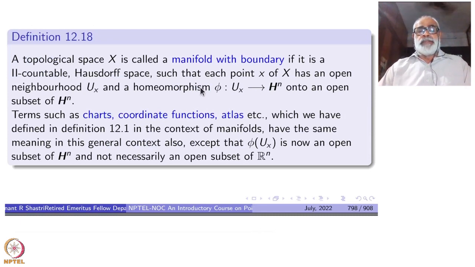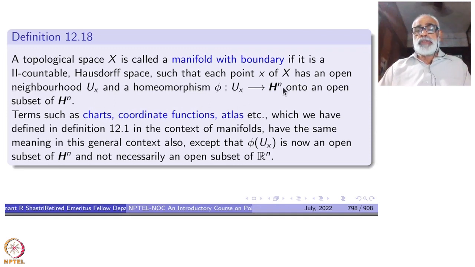Let us start with a topological space X. We will call it a manifold with boundary. So I am not defining manifold, I am not defining boundary; I am defining manifold with boundary, this entire phrase, as one single technical phrase. So X is a manifold with boundary if it is second countable, Hausdorff, and the local Euclidean part is modified here. For each point x inside X, we have a neighborhood Ux and a homeomorphism phi from Ux to Hn. Now you can take this as the whole of Hn also, no problem, or onto an open subset of Hn, that is more convenient, that's all.